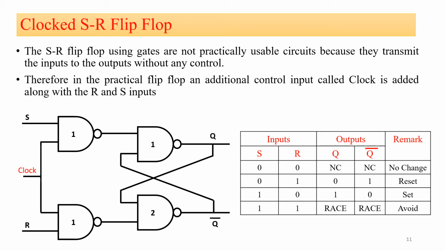So these are the two usable states, that is 0 1 and 1 0, because for 0 0 your Q and Q bar remain the same, that is they are in no change condition. Similarly, when your S equals to 1 and R equals to 1, then your flip-flop is in invalid condition. That's why for practical use we always avoid using the 0 0 condition and the 1 1 condition.